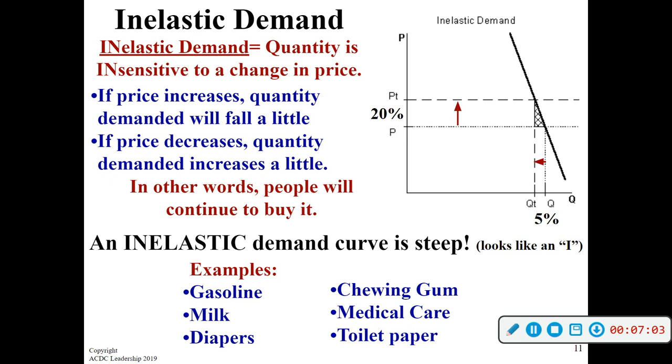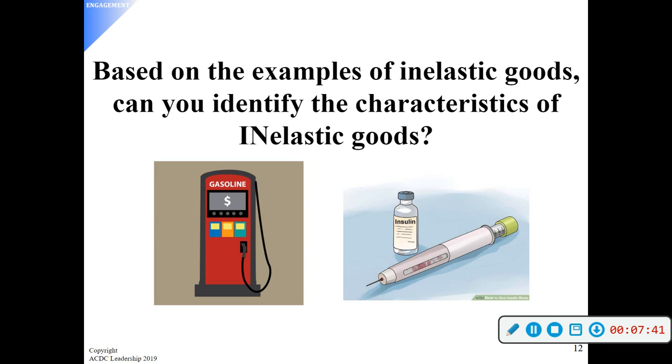We're actually going to get to a point where you will divide the percent change in quantity by the percent change in price. We're going to get an elasticity coefficient that we can put a measure on how elastic or how inelastic a good is. But for right now, as a general rule, just know if the percent change in price is greater, it's going to be inelastic. Some examples: gasoline, milk, diapers, chewing gum, medical care, toilet paper. People are generally going to buy the same amount, even if there's a change in price. Again, gas, medicine, highly inelastic goods.